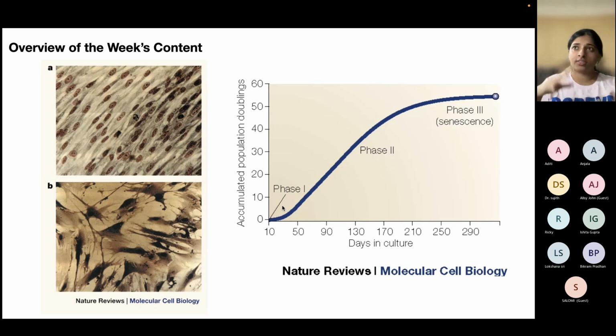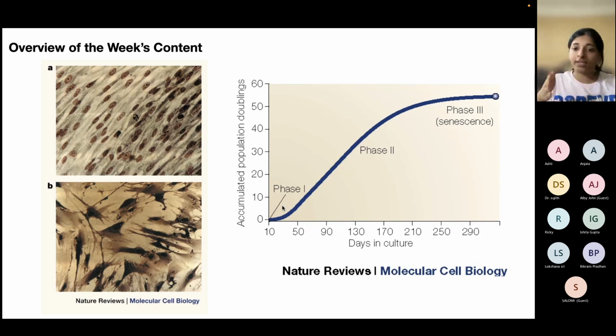And then there is a log phase where the cell is continuously growing and dividing quickly to double its population. And ultimately, after a certain number of divisions, it reaches senescence, after which it does not divide and ultimately dies.